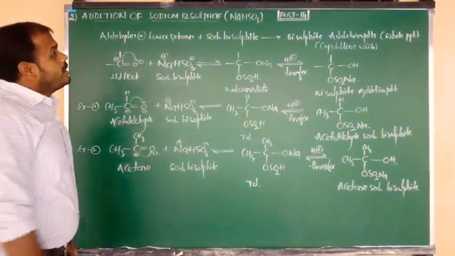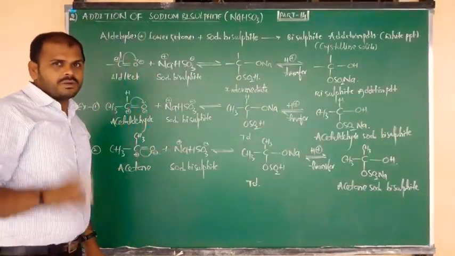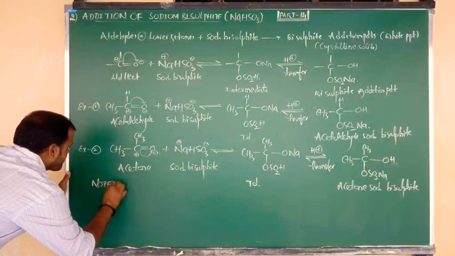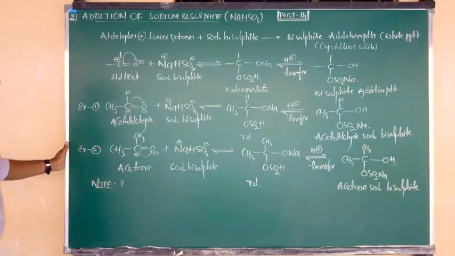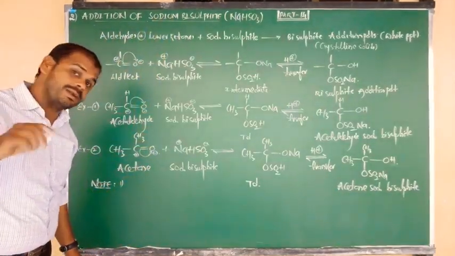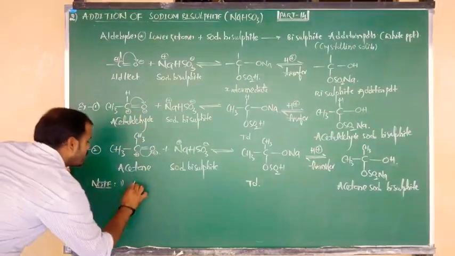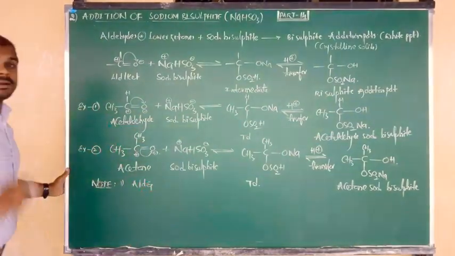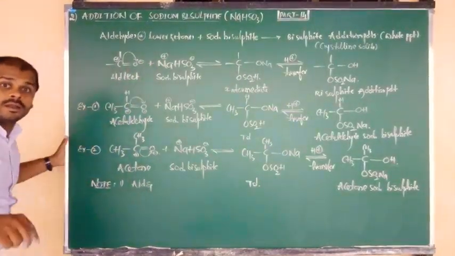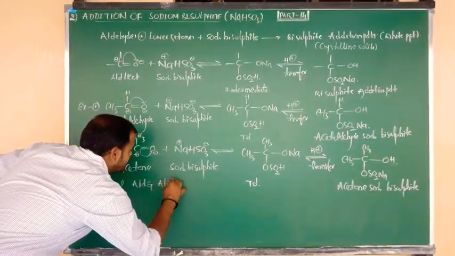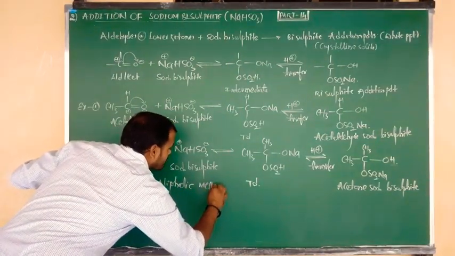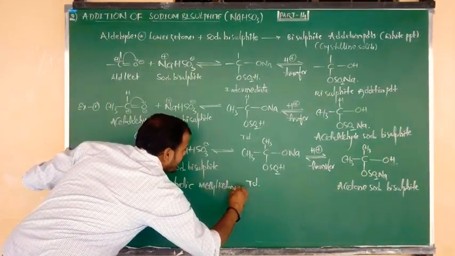Good. So from this sodium bisulfite concept, I want to give two note points. Note point number 1: addition of sodium bisulfite is not possible for all types of carbonyl compounds. It is possible for all types of aldehydes, but not for all types of ketones. It is possible only for the lower members of ketones. Which members? The aliphatic methyl ketones.